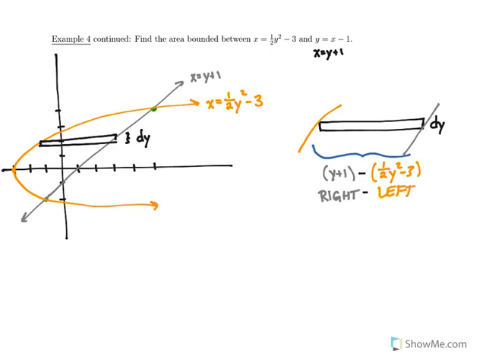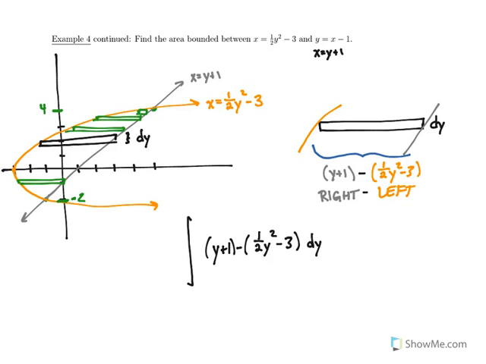So we are going to do an integral here. The area of the rectangle is going to be y plus 1 minus 1/2 y squared minus 3. The height of that rectangle is dy. And we're going to have a rectangle for every y value in between -2 and 4. For each y value in there, we're going to have a little rectangle, and we're going to add up all of those rectangles to get the area that we have.